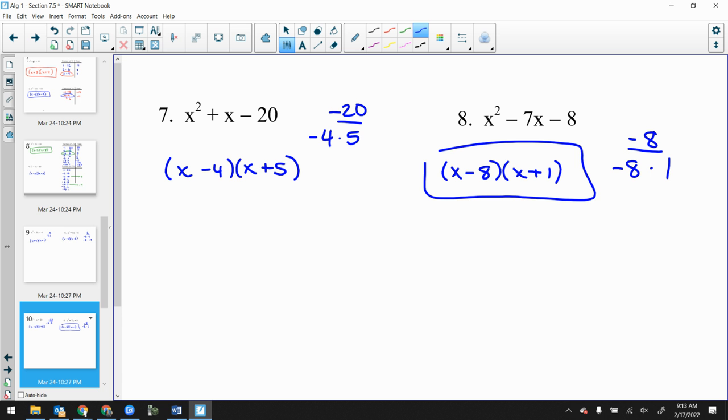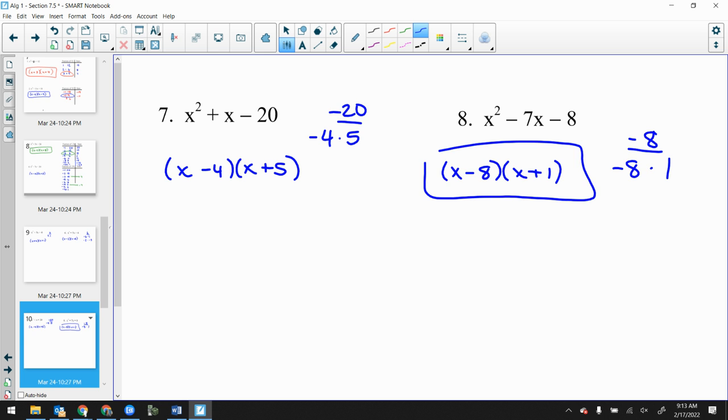Now, how could you check your answer? I know. Love factoring. How could you check your answer? It's by multiplying, by foiling, right? If I wanted to see if x squared plus x minus 20 worked, multiply x minus 4 times x plus 5. Foil it back together. You should get where you started.